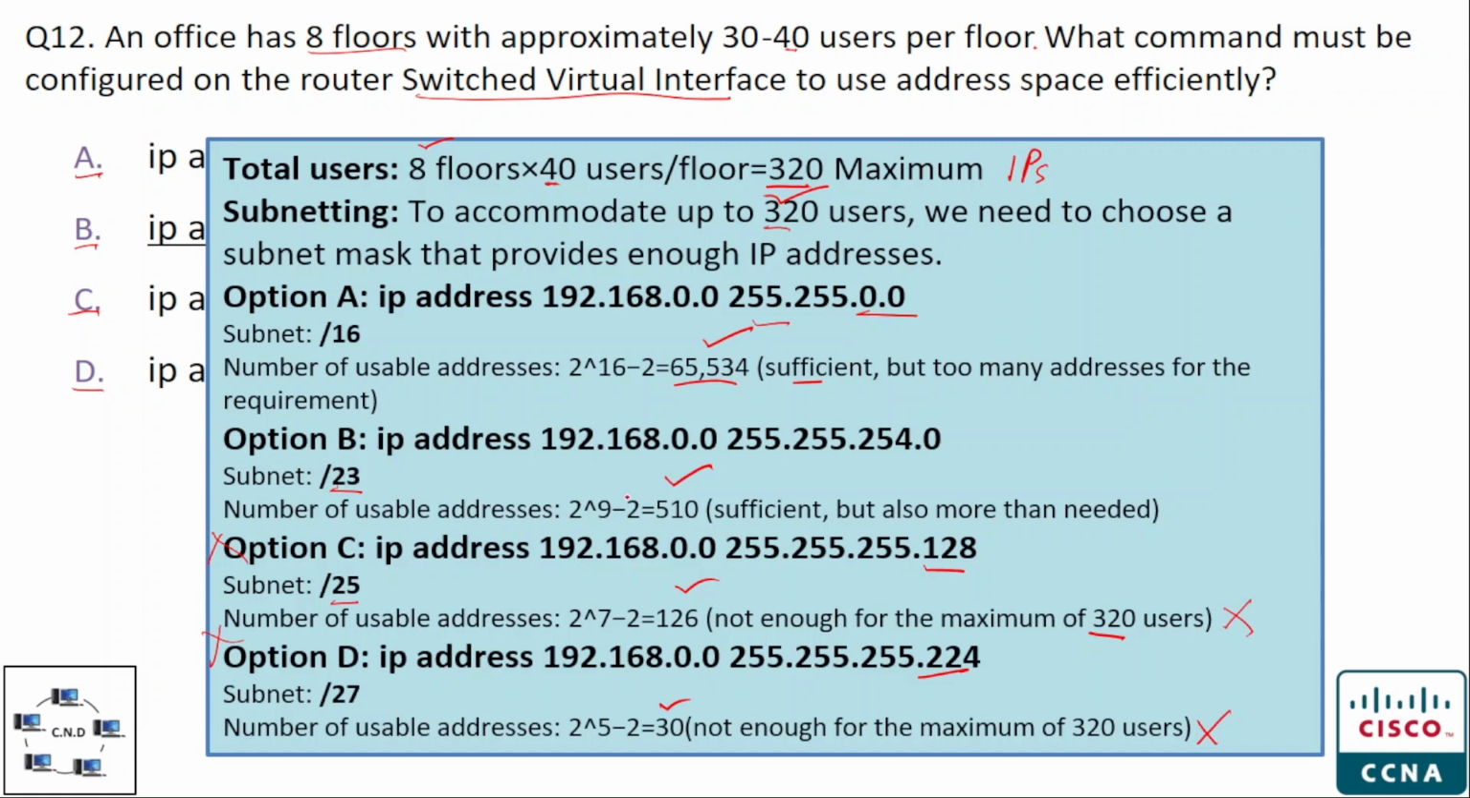Option B has 510 addresses and option A has 65,000. So obviously we will choose option B because it has sufficient addresses and we won't be wasting as many addresses as in option A. So option B is the correct answer.